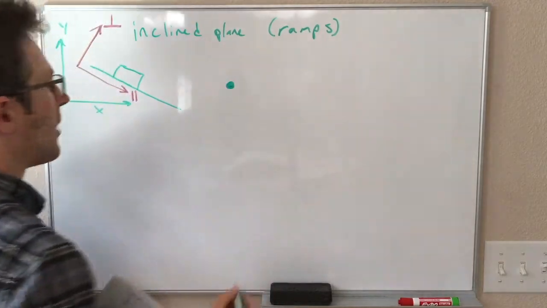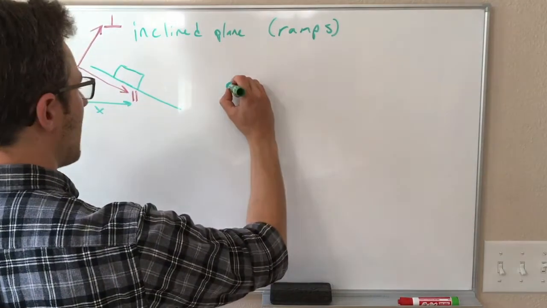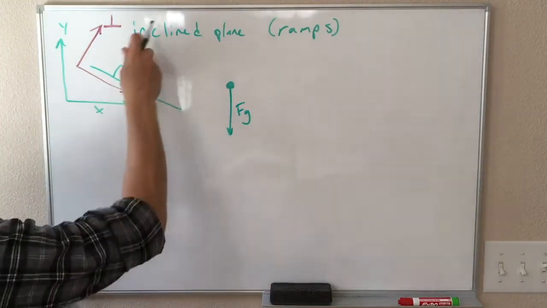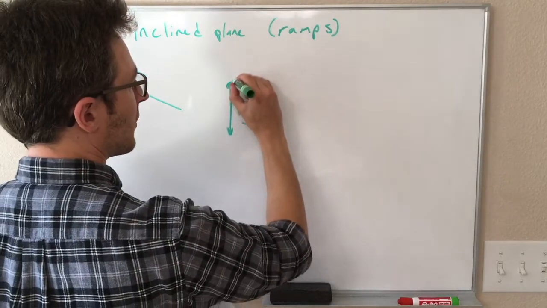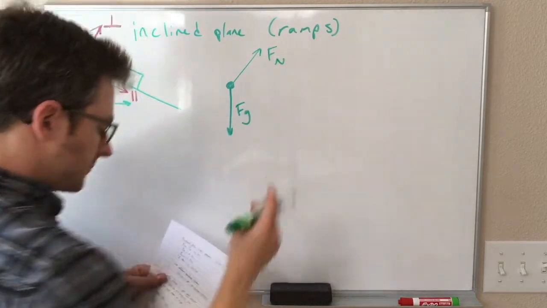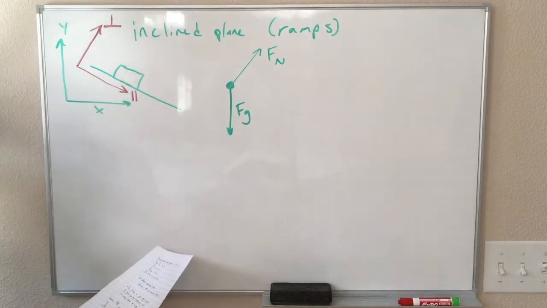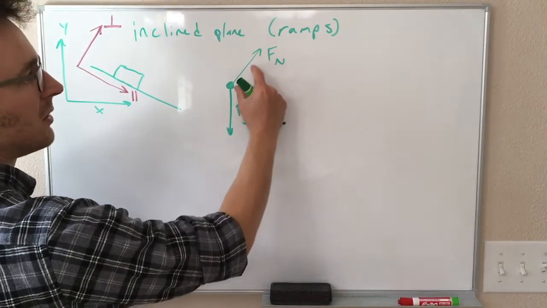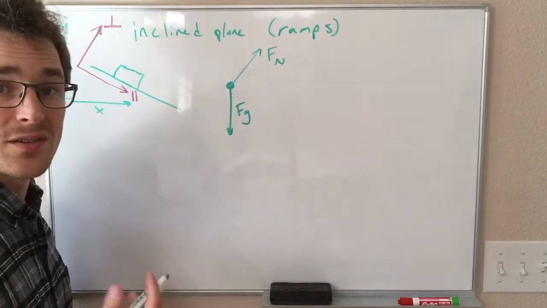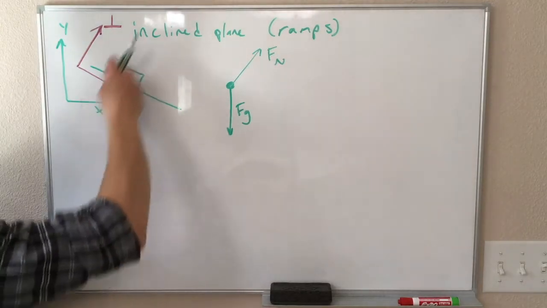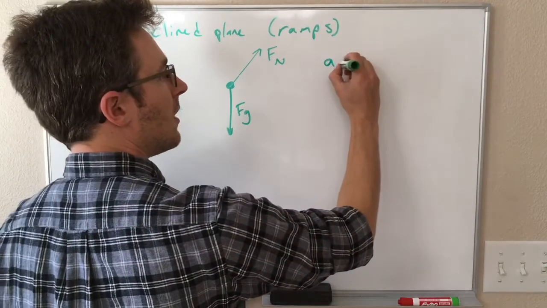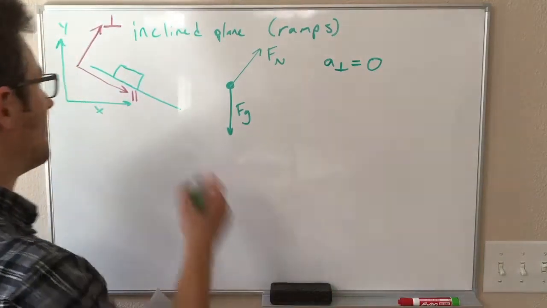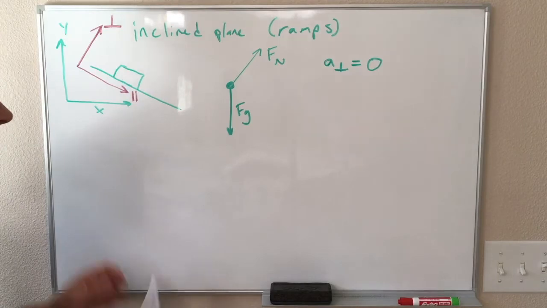So if we draw a free body diagram of this, we know we're going to have gravity in the straight down direction, and we're going to have the normal force perpendicular to the surface. So that's going to look something like this. And we want to figure out how big these are. Now remember, the normal force can be as big or as small as it needs to be to keep the acceleration in this direction 0. So that is a perpendicular equals 0. That is what the normal force is doing here, keeping the block from falling through the ramp.